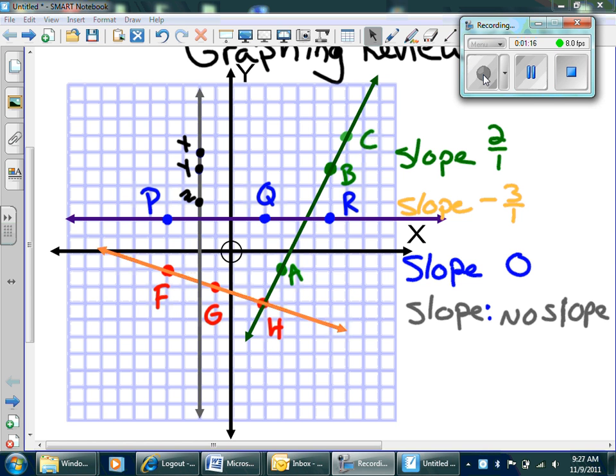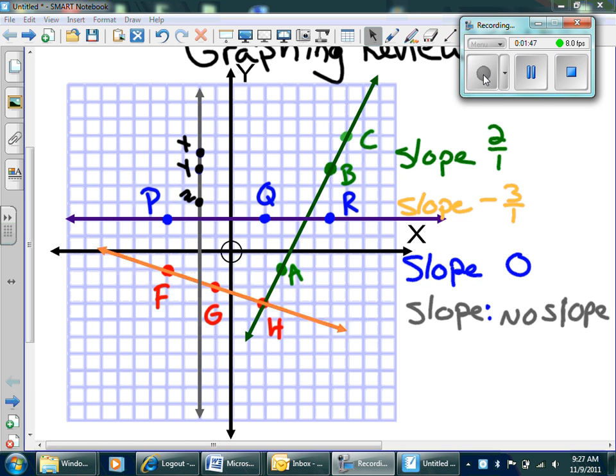Okay, there you can see my answers. My slope of the green line is 2/1. Please remember, it doesn't matter if I count from point B to point C, point A to point B, or from point A to point C. I will get some fraction that simplifies to 2/1. For the orange line, my slope was -3/1, and again, it doesn't matter if I count from F to G, G to H, or from F to H, or in the other direction, H to G, H to F, any possible combination you want there.